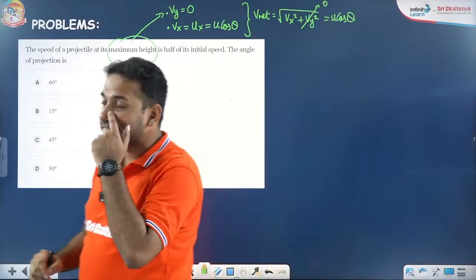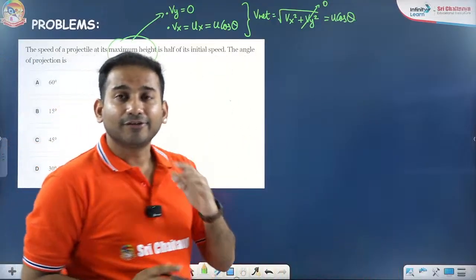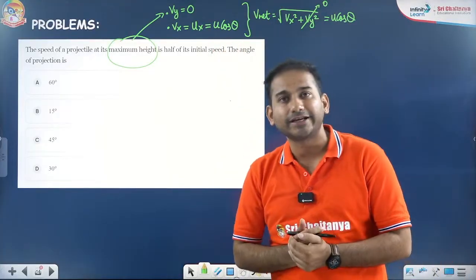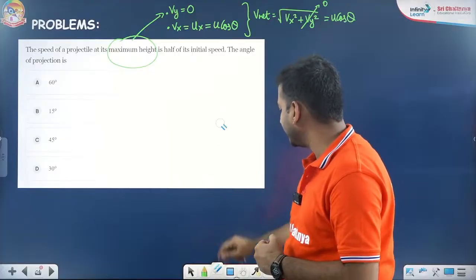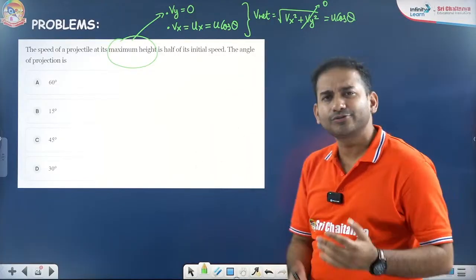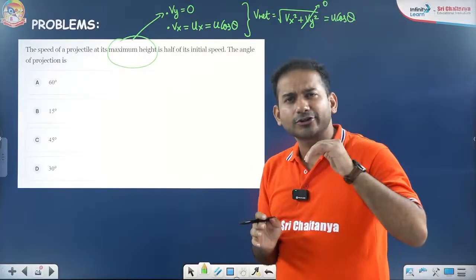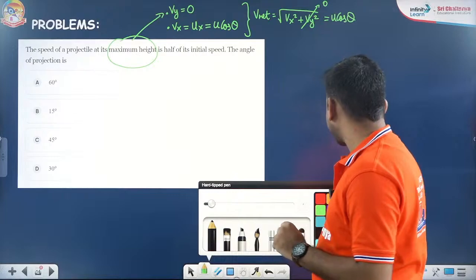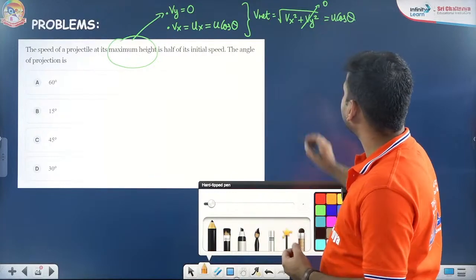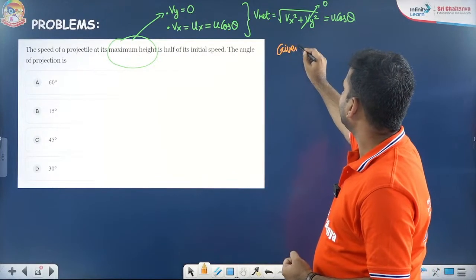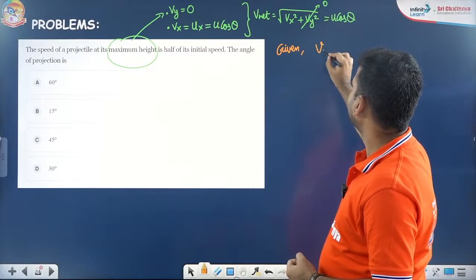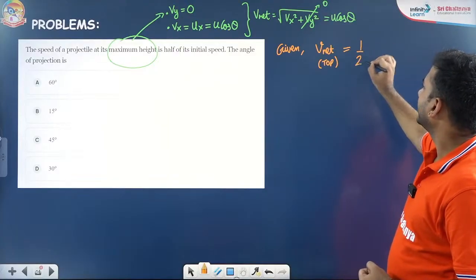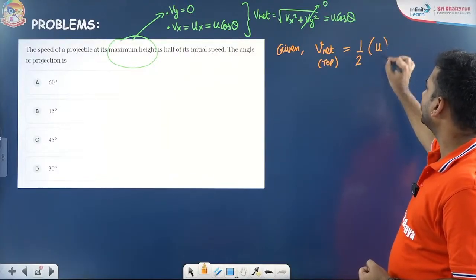So they are talking about the speed of the projectile at maximum height. We have talked about the vertical component of velocity at maximum height, the horizontal component of velocity at maximum height, as well as the net speed at the maximum height. Net speed is U cos theta only. All right. The horizontal component never changes here. Now, what is given in the question? The net speed at the top is half of the velocity of projection.